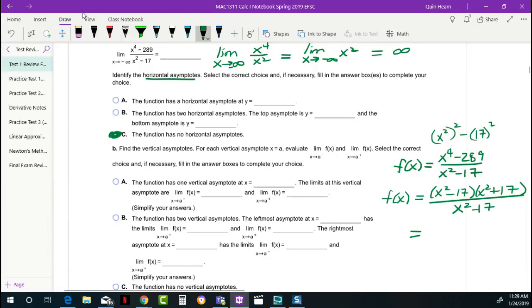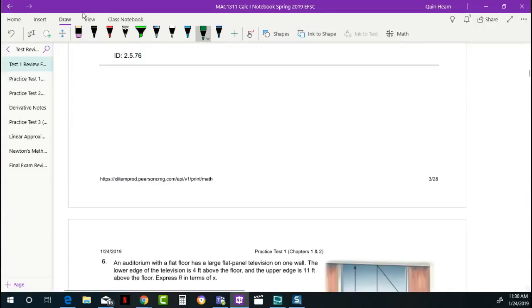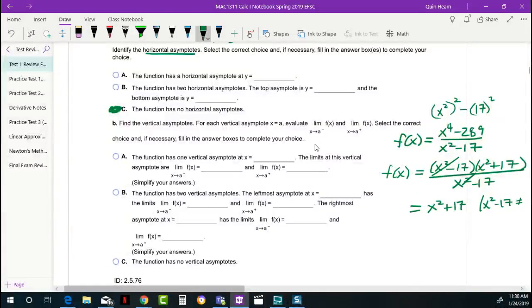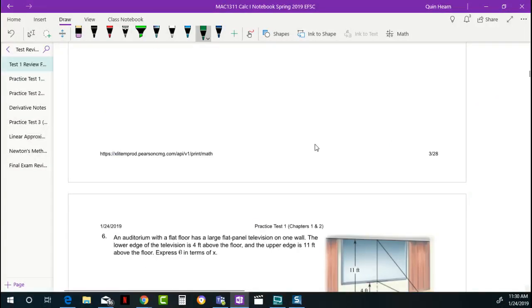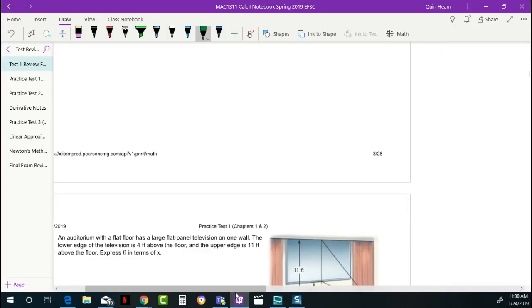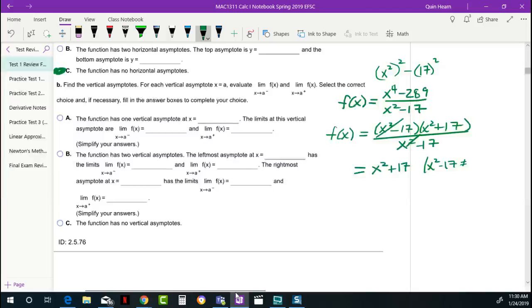So this is actually equal to x squared plus 17 as long as x squared minus 17 does not equal 0. Oops, lost my place. Why is that happening? I'm not sure. Here we go. As long as x squared minus 17 is not equal to 0. Or in other words, as long as x does not equal plus or minus the square root of 17. Okay, because at that point the function is not defined.